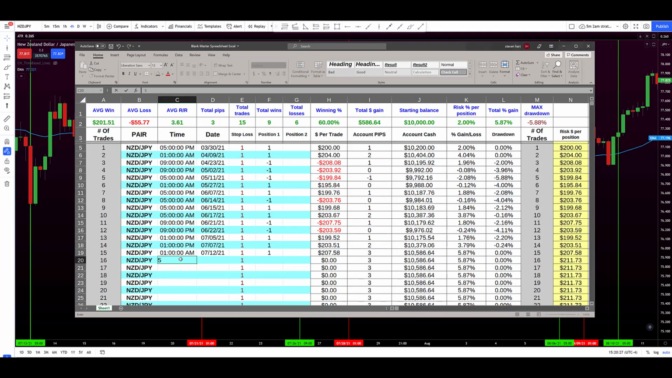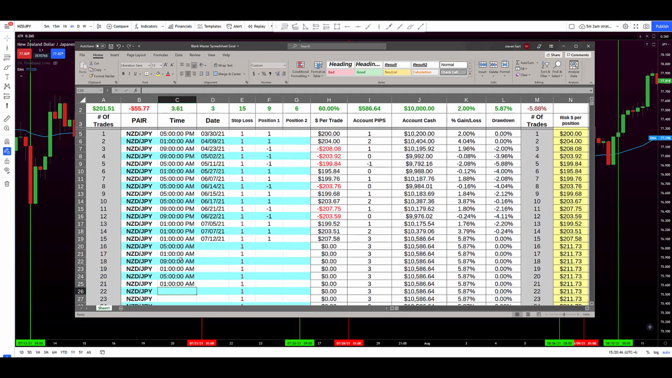I can see that I started at 5 o'clock on 7:13. Then we went to 1 o'clock on the next trade. Then we went to 9 o'clock on the next trade. Then we went to 1 o'clock on the next trade. Very monotonous, but this is just part of manually entering these trades in a spreadsheet. It's not the most fun thing in the world, but it is absolutely, positively necessary.